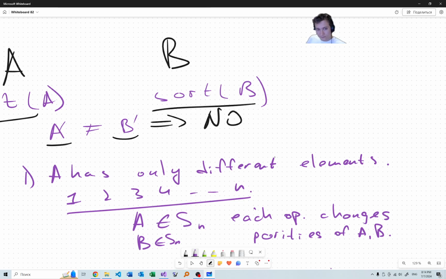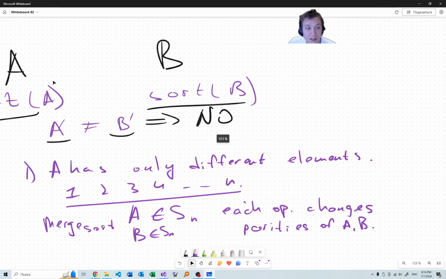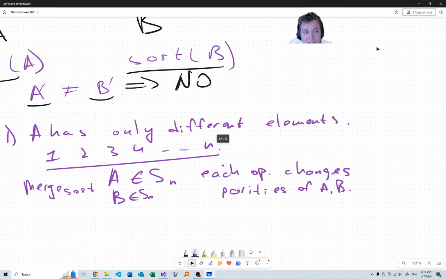Therefore, you need to find the parity of both permutations in the beginning and check if they're the same or not. There are several known ways to do that. For example, merge sort is able to find out the parity. Also, some segment trees, I believe, can do it, but I am not an expert. Well, that solves the problem when all elements are different.